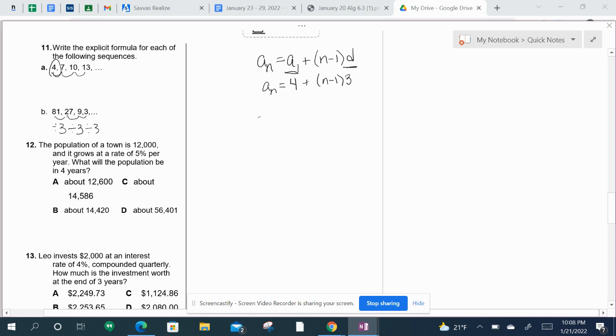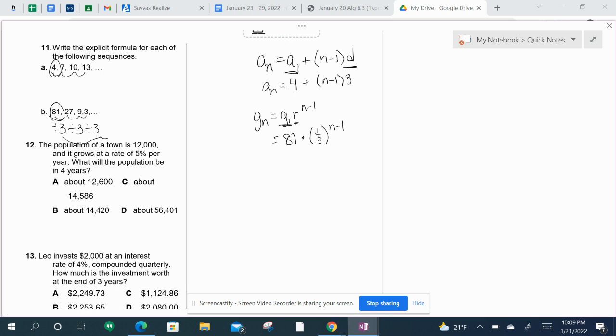So geometric, which means I'm using the form g sub n equals g sub 1 times r to the n minus 1 power. Again, I'm filling in the g sub 1 and the r, g sub 1 being the first term, 81, and r being the common ratio. Now, again, this is a multiplication, so that means I need to change it to a 1/3 power since I'm actually dividing by 3.